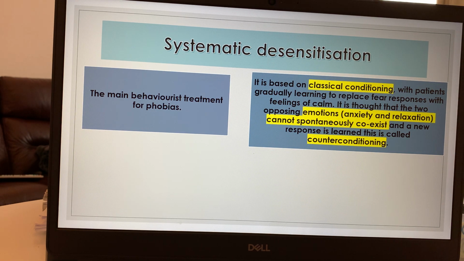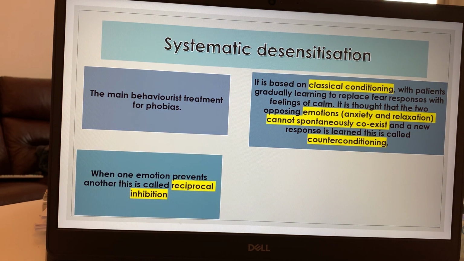So it's a bit like a peak. They peak at the top, really, really anxious, and then over time, gradually, that decreases to feelings of calm. They then learn this new response called counter conditioning. We spoke about this a little bit last time. So it's replacing those feelings of fear with feelings of calm because they can't exist at the same time. When you've got one emotion preventing another, so fear preventing calm, it's called reciprocal inhibition. So that's a key word for you: reciprocal inhibition.